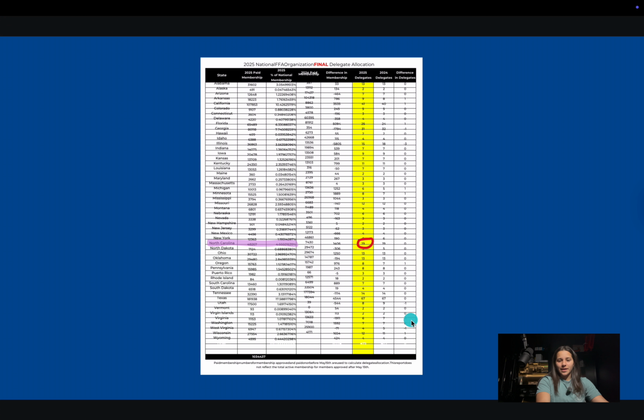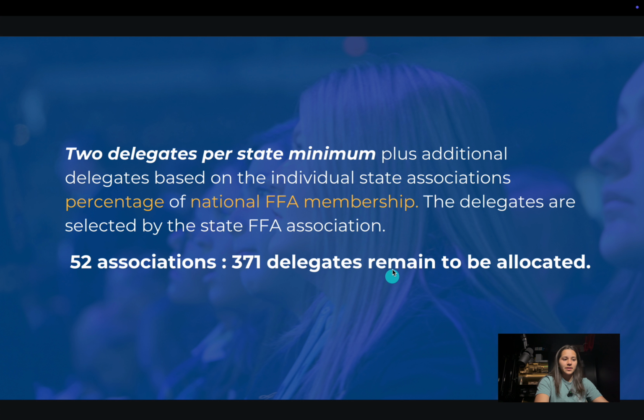So that's delegate allocation. The second part to this is that the delegates are selected by the state association. I can speak for North Carolina, saying that since we have 19, the 6 state officers that we have are automatically delegates, and then the remaining 13 are chosen through an interview process. That can be regional officers, and you can just be a member. It can be all the things. So interview process, and then you get to go on this delegate experience with us. So those are the numbers. That's how it's allocated.